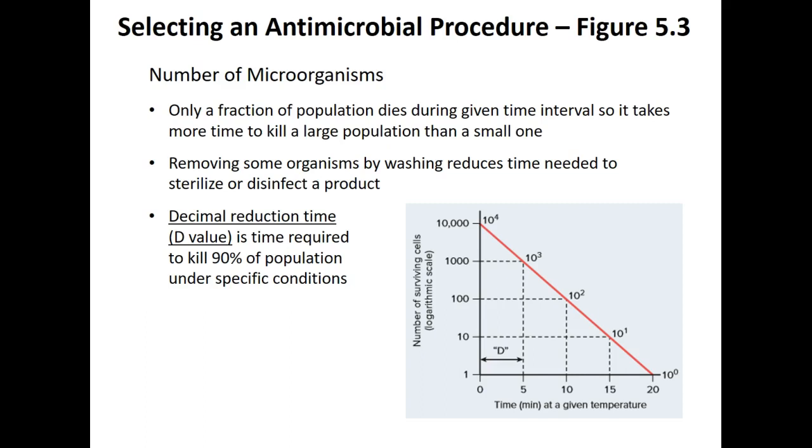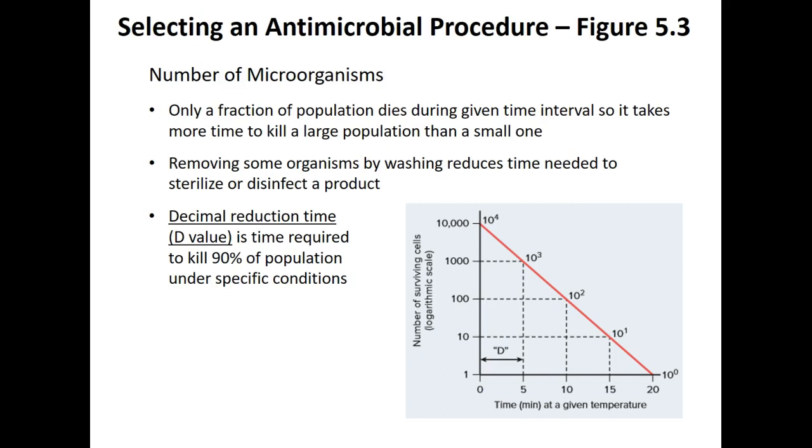There is a way to try and reduce the number of organisms. You could always wash the material if possible. Washing usually removes a significant number of organisms, and that would once again reduce the amount of time that it takes in order to eliminate those organisms and achieve control.